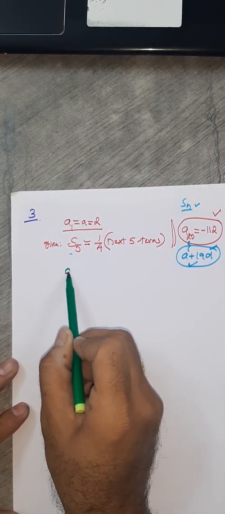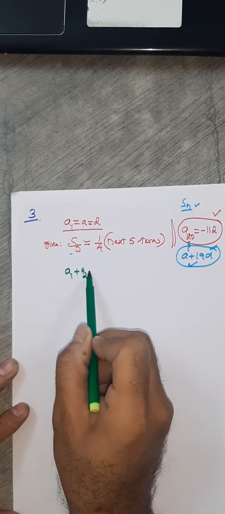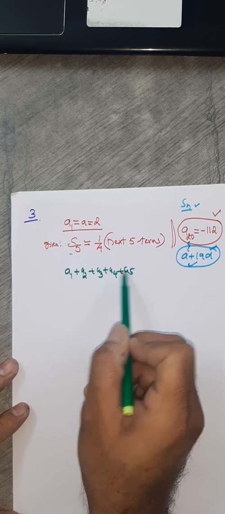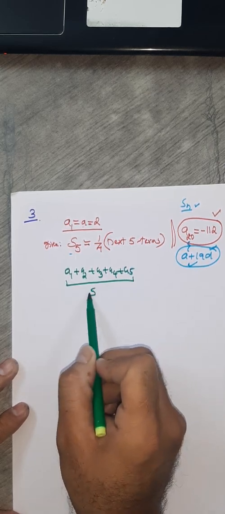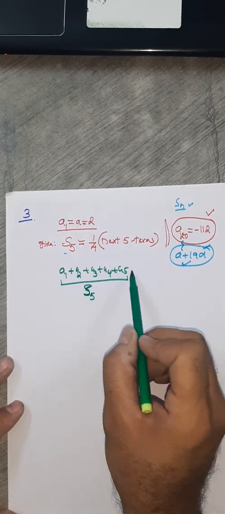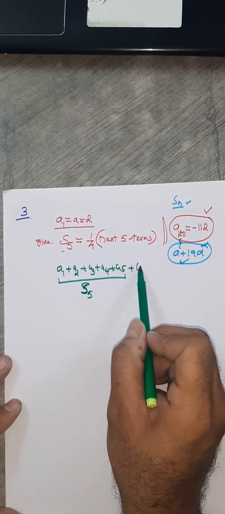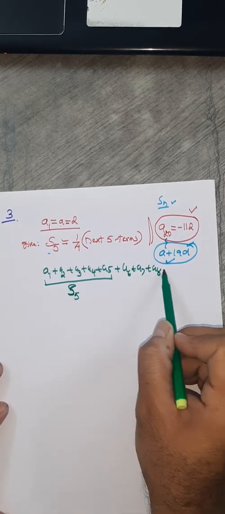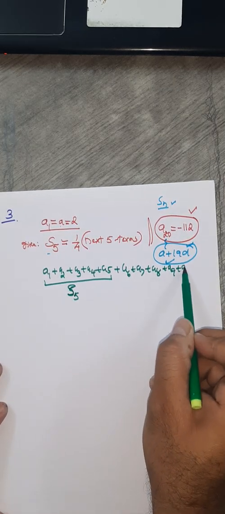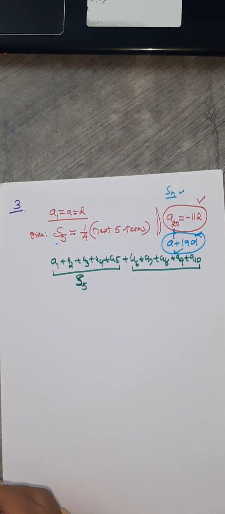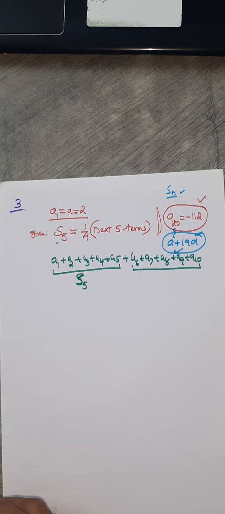S5, that is A1 plus A2 plus A3 plus A4 plus A5, that is S5. Next 5 terms. Next 5 terms means what? A6 plus A7 plus A8 plus A9 plus A10. So it is up to 10. You want this. So how do we express that?